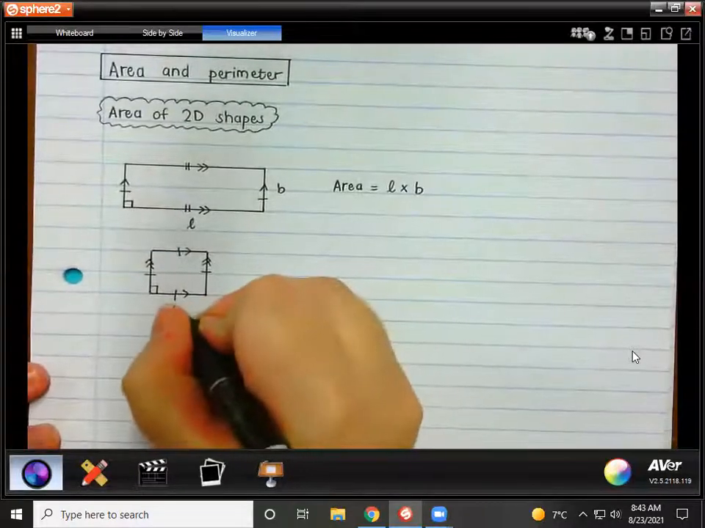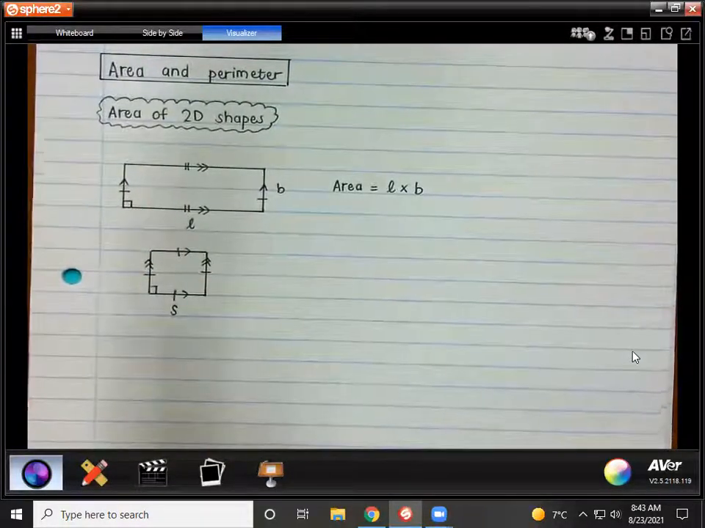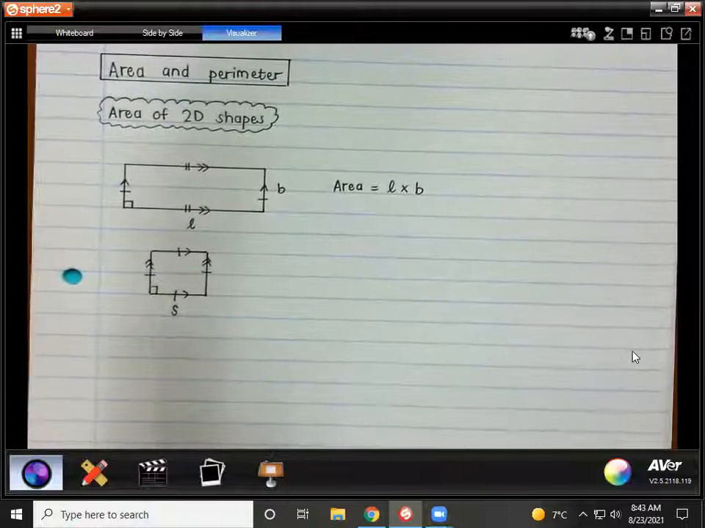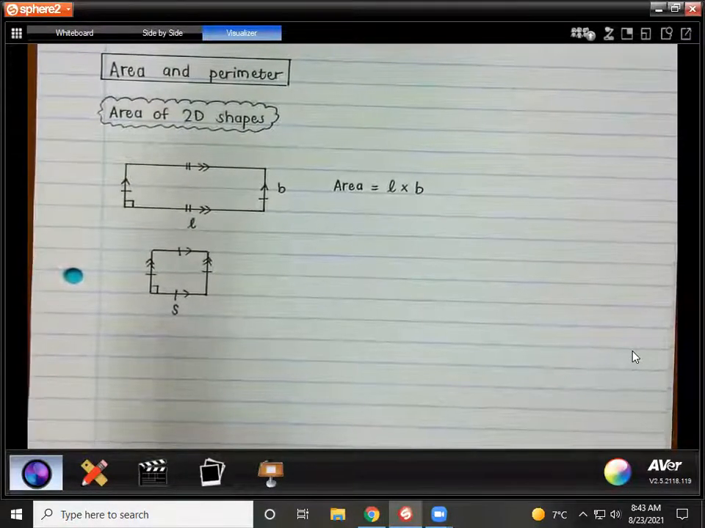Now for this, we're going to call the sides S, for side, literally, that's what the S stands for. But you can call it any letter actually, all right? Do we know what we're going to do to get that area? Yes. Side times side, all right?